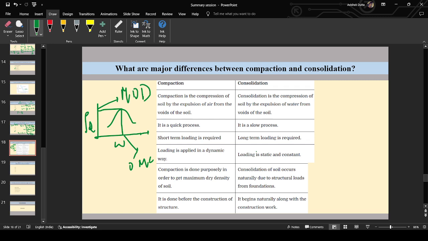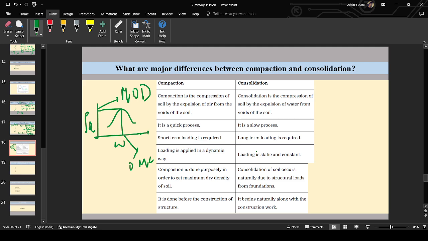But in the case of consolidation, it is because of the structural load applied to the soil, the load of the superstructure and the substructure. That load is a long-term load, and that naturally works over the years to expel the water from the voids in the soil.